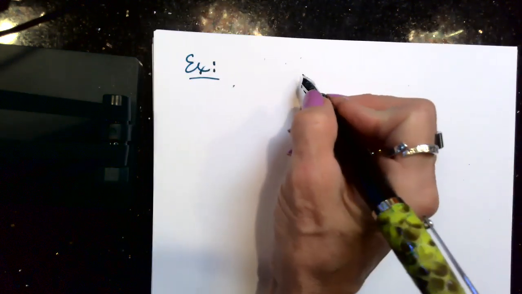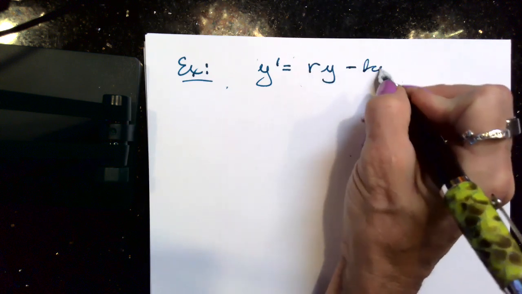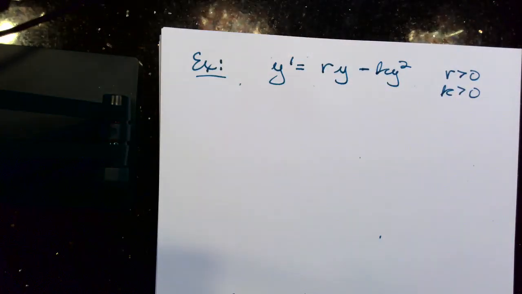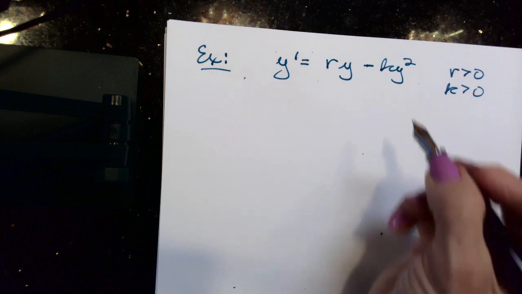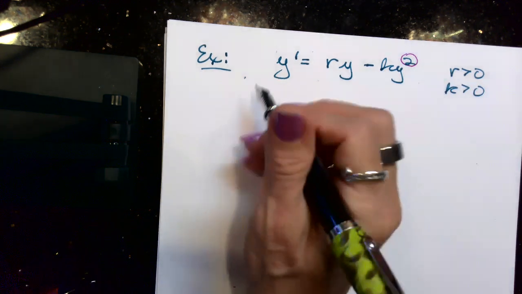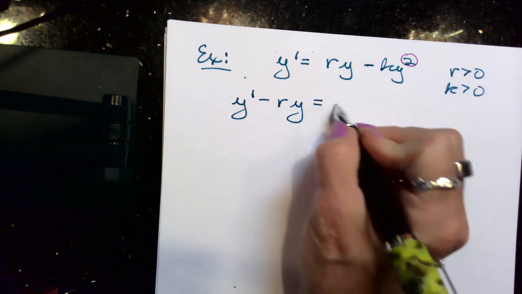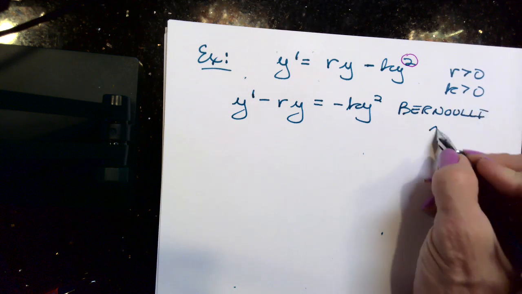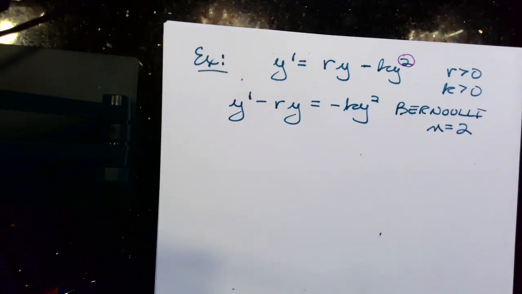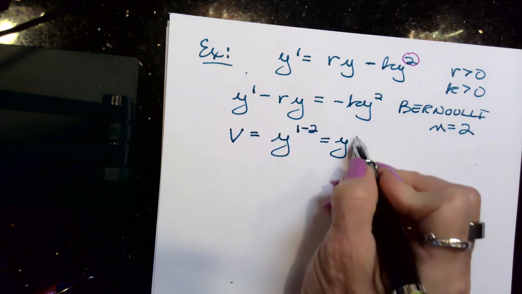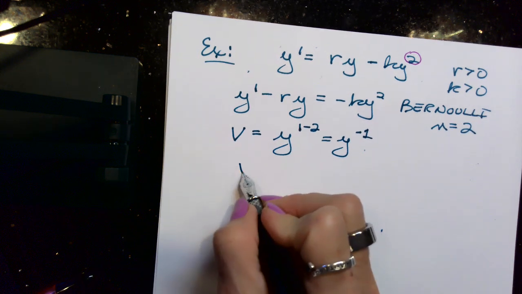So suppose I give you the problem y prime is equal to ry minus ky squared for r greater than 0 and k greater than 0 constants. Okay, r and k are constants. You look at this and you recognize, because you have a squared here, that this is going to be a Bernoulli equation, because I can write this in the form y prime minus ry is minus ky squared. So that's Bernoulli, with n equals 2. According to our trick, we let v be y to the 1 minus 2, which is y to the minus 1.